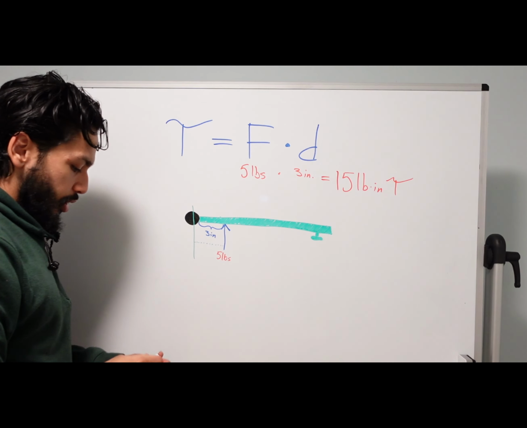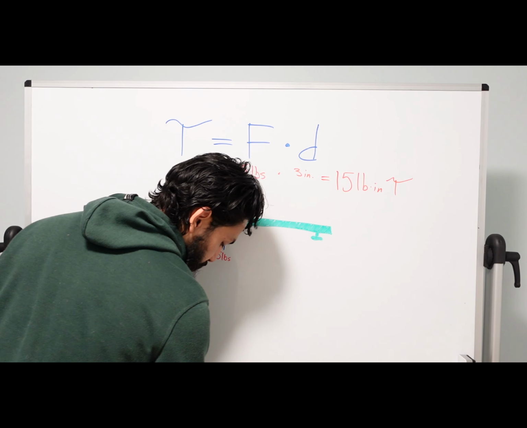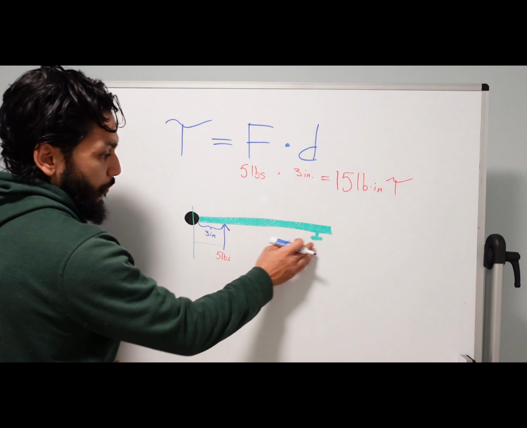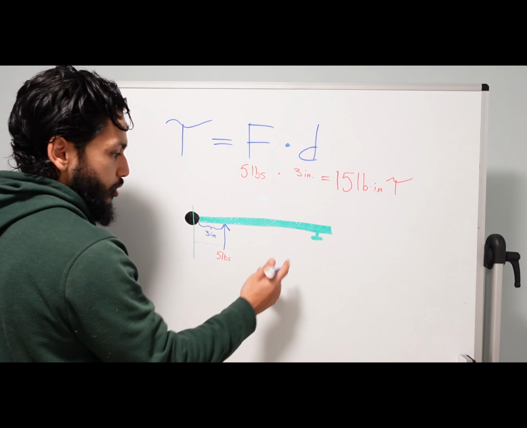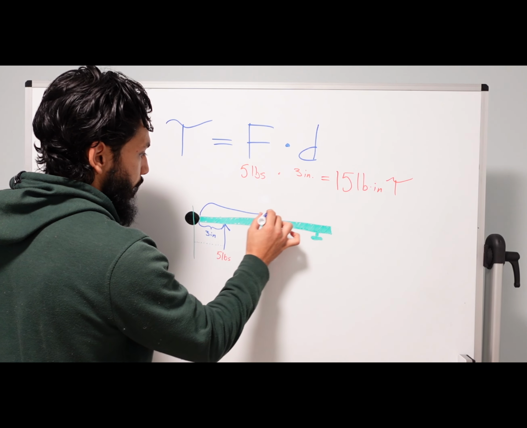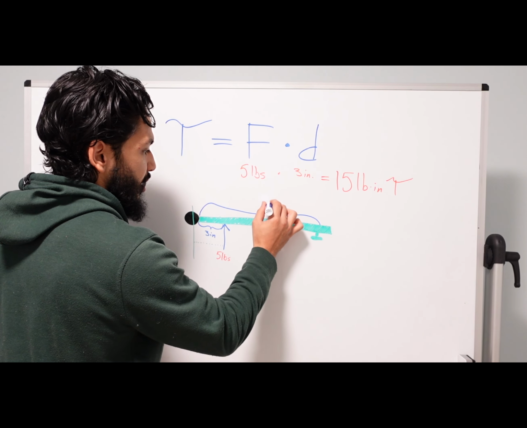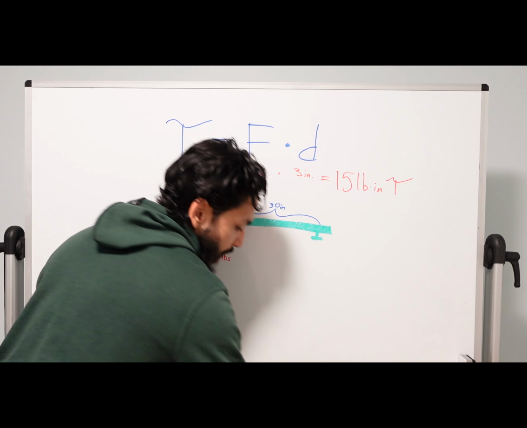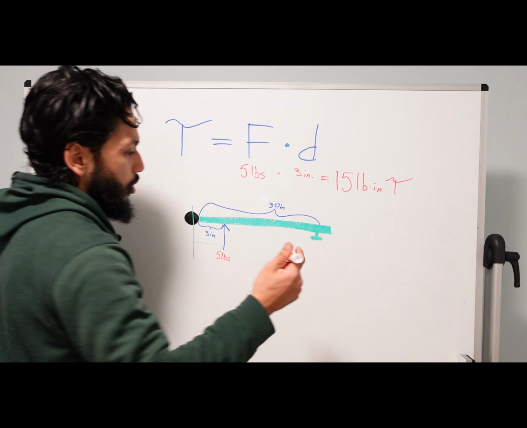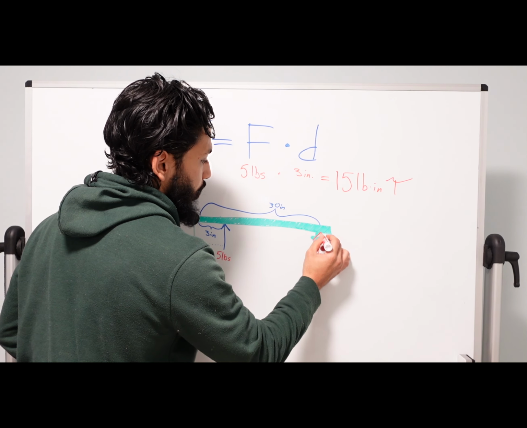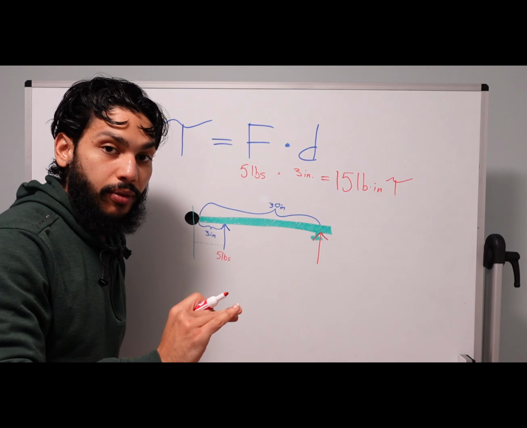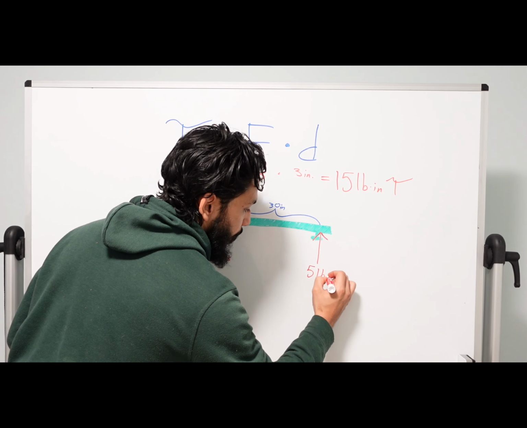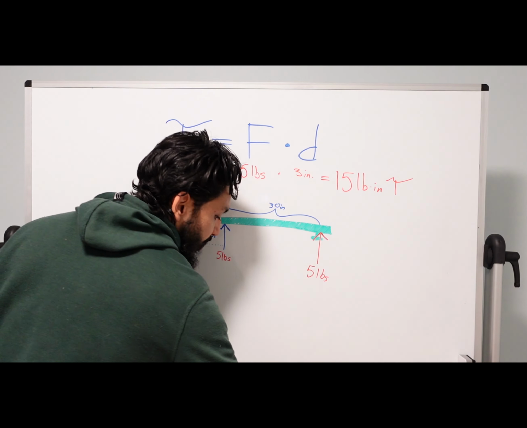15 pound-inches of torque. Now, let's say the opposite situation where we're deciding to now push the door closed further away from the door hinge, closer to the doorknob. Let's say we do it at this distance over here. Let's say this is 30 inches. And now I'm applying the force over here, but I'm applying the same exact amount of force. I'm not going to change how much force I'm applying. I'm still applying 5 pounds of force, but now my distance is 30 inches.